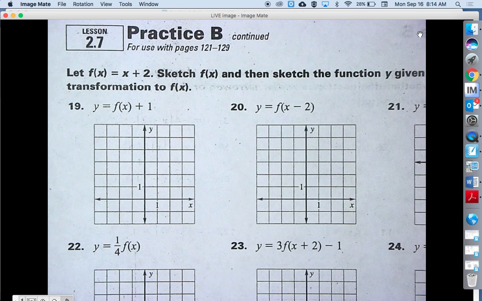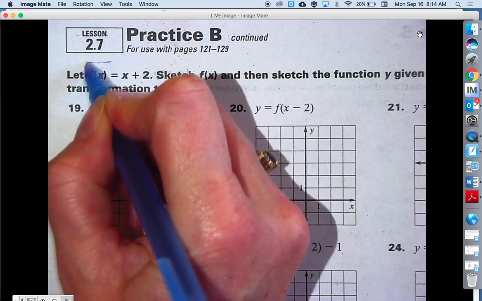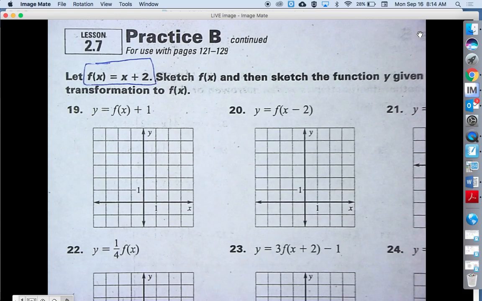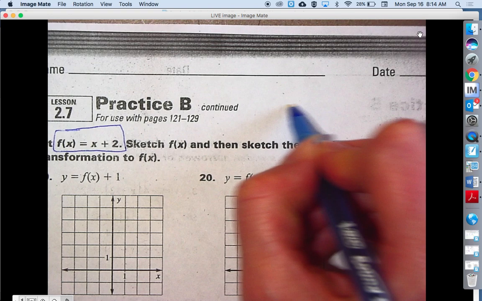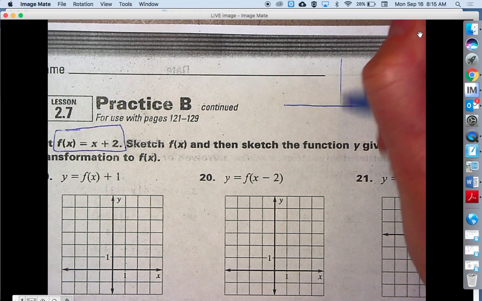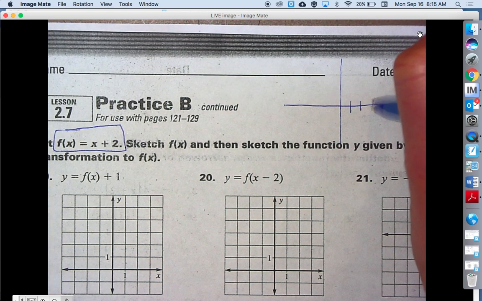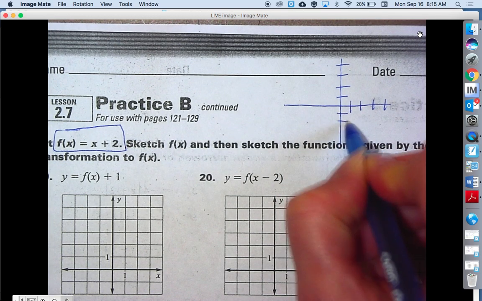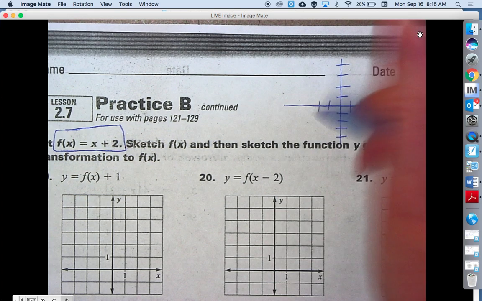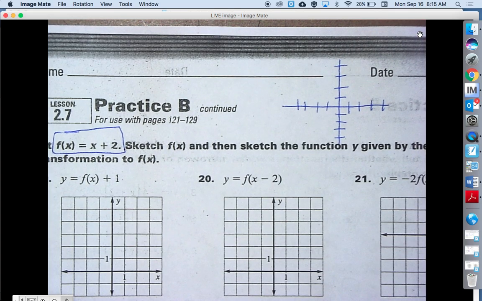So it says sketch f of x, then sketch the function y given the transformation. So they give us this equation right here, x plus 2. And I'm just going to sketch it up in the margin. I'm going to make myself a little graph, trying to make it slightly neat so that we can pull some points for it. So placing a couple little tick marks. How would you graph x plus 2? Did this back in chapter 2. Peter, how would we graph that?